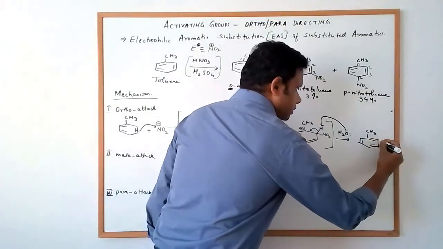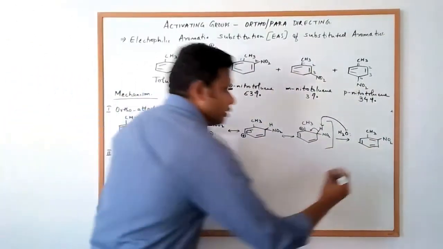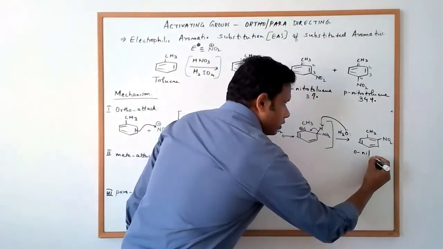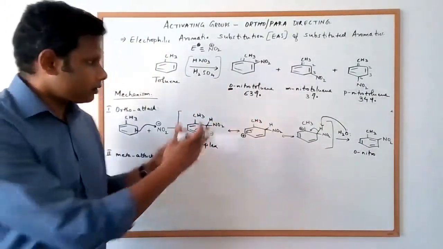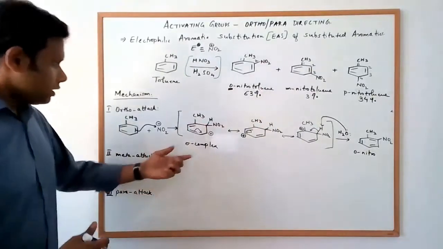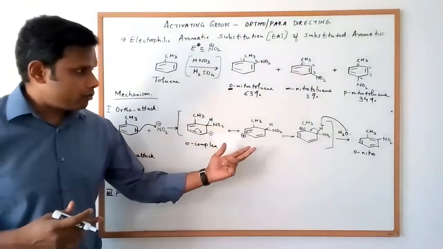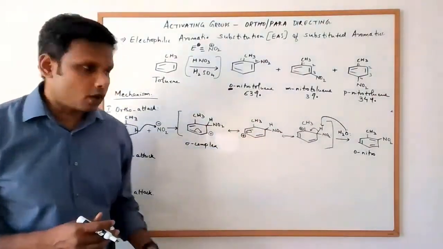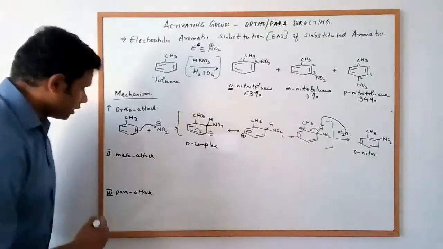Methyl over there, and we've got the ortho nitro product. So that's how the ortho nitro product is formed. Okay, I'm just trying to show you for the first example here. Now, so that's the mechanism for the formation of the ortho nitro product. Let's examine the mechanism for the formation of the meta nitro product.